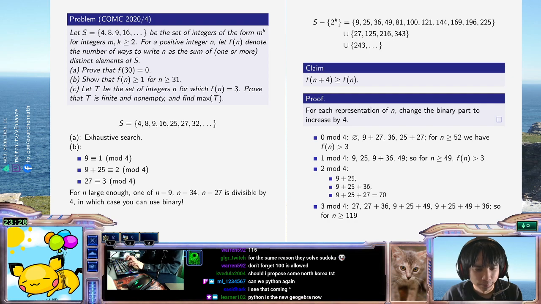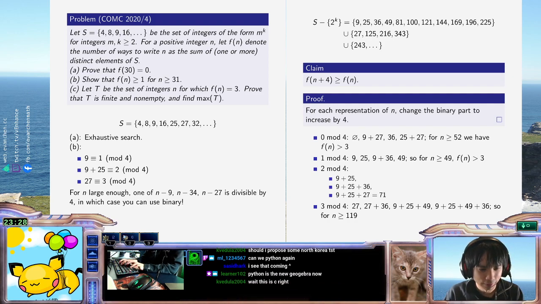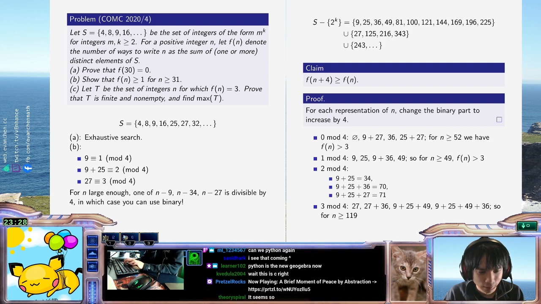1. 70, 34. Wait, 71 is not 2 mod 4. Wait, something went wrong. 9 plus... Crap. I don't want to use a number that big though. How did I say I could get to 2? No, you can't do that.